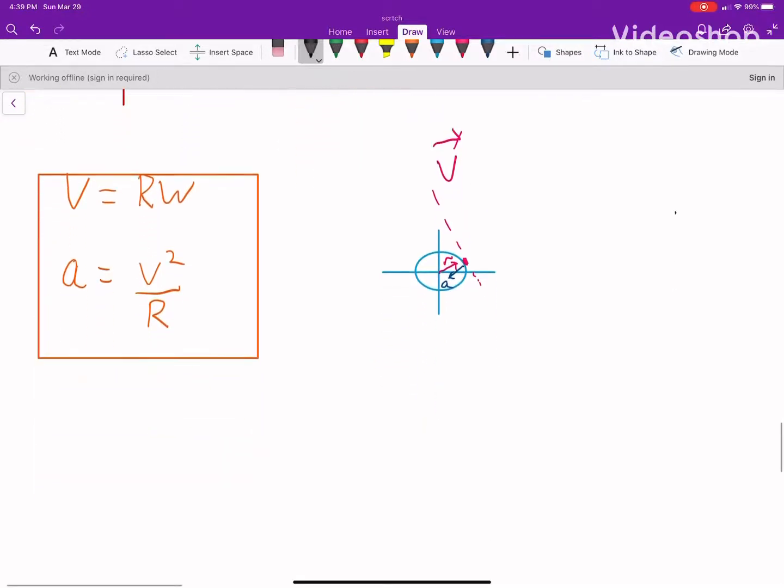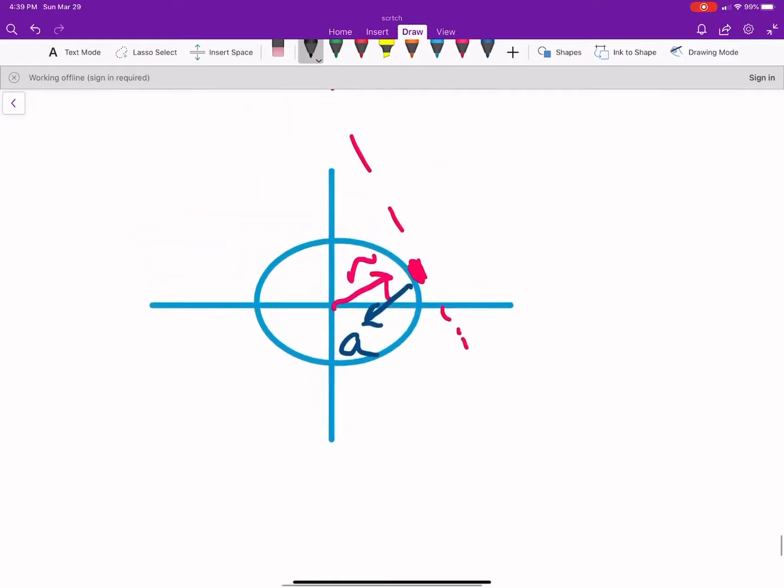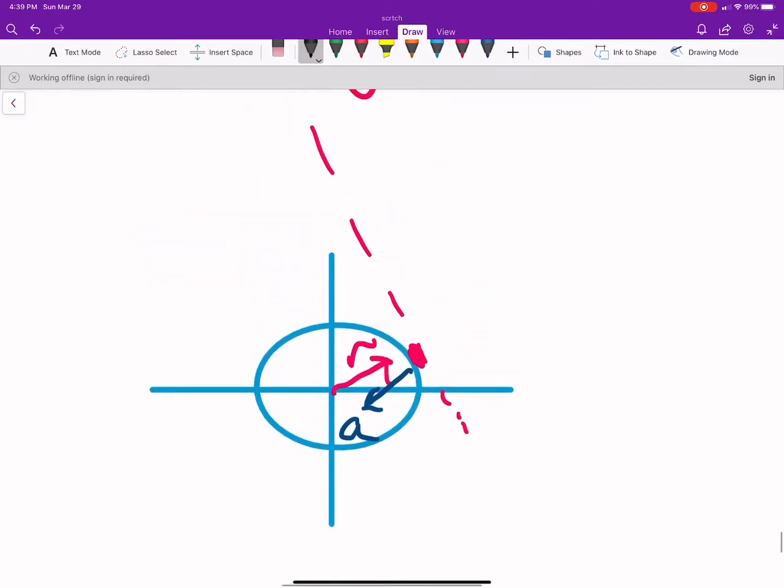Okay, so we're talking more about uniform circular motion, and I wanted to give these two equations which we can use for velocity, v = r omega, and acceleration, which is v squared over r. I also tried to draw a little bit of a picture here. Just imagine a car or whatever going in a circle.